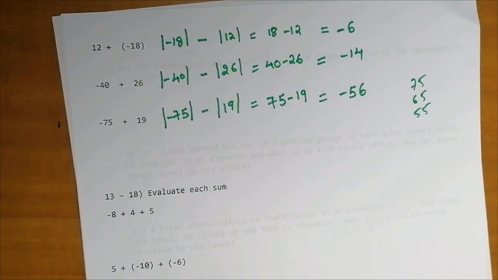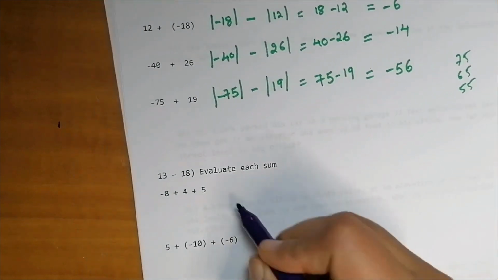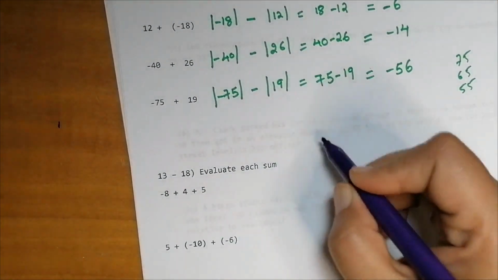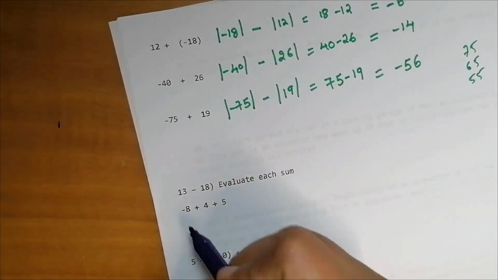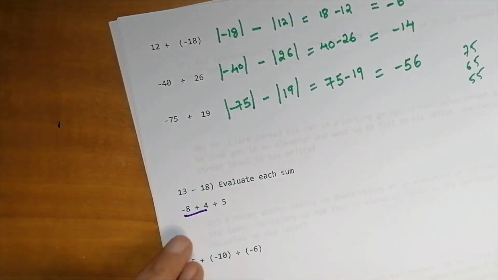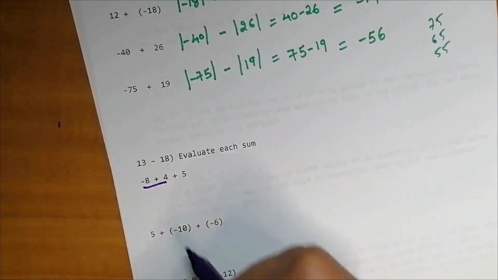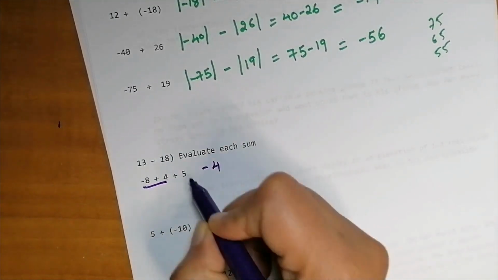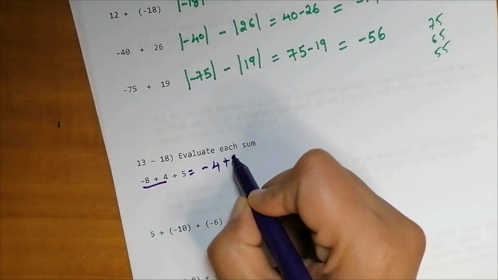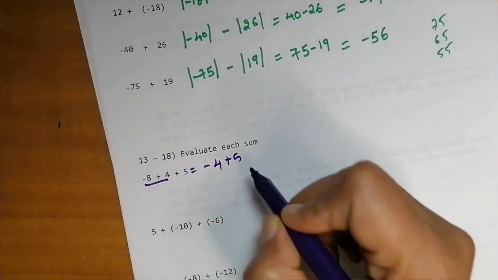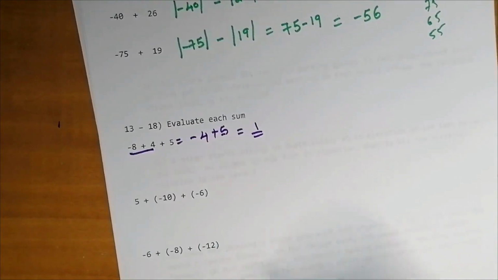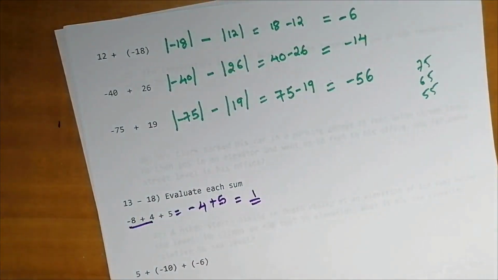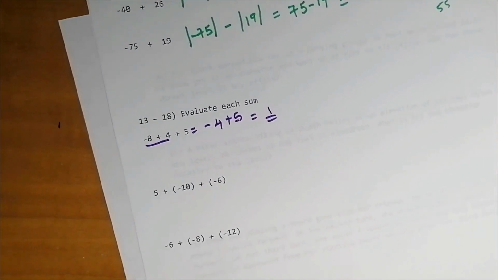So let's go to the next one, which says evaluate each sum. Now it's not number line, now it's not the absolute value. We simply solve these sums. So let's take the first part. Minus 8 plus 4 is how much? That's minus 4, right? And plus 5, the next part, which is equal to 1. Simple. It's regular math, right? No absolute values, no number line, nothing. Just simply solve it. Okay, then the next one.